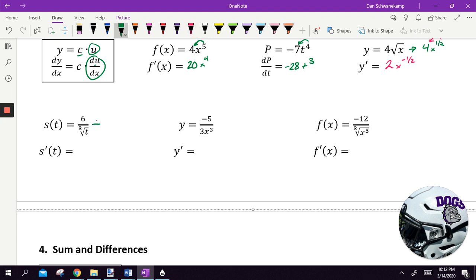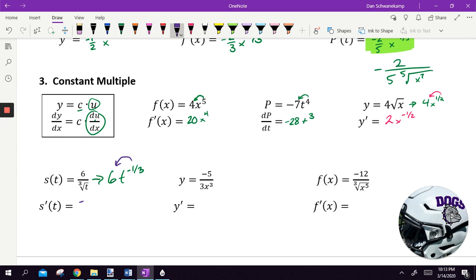Rewrite. I'm just going to rewrite this thing. 6t to the negative 1/3 power. Negative because it's on bottom. Then we take the derivative. Multiply by my exponent. Multiply by the exponent. 6 times negative 1/3 is negative 2t. And then I subtract 1 from my exponent, so it's going to be negative 4/3.